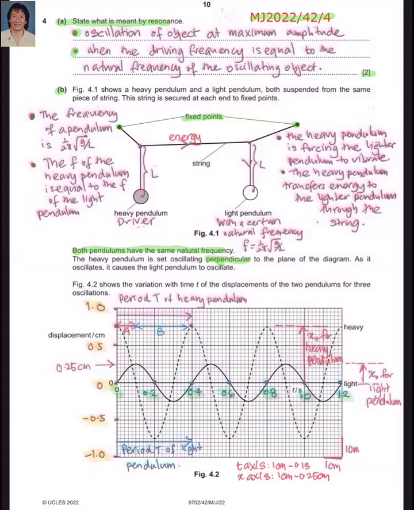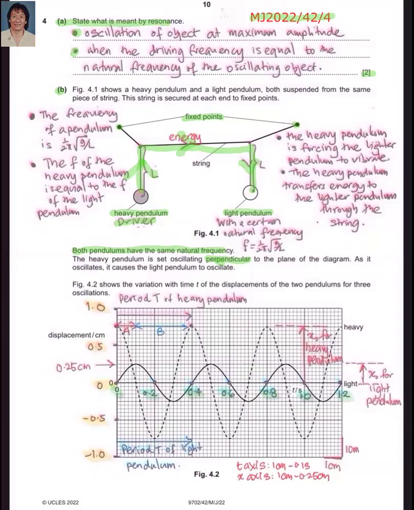In this part, figure 4.1, the heavy pendulum is acting as a driver, and the light pendulum is acting as the vibrating or oscillating object. The heavy pendulum is forcing the light pendulum to oscillate by transferring energy to it through the string. This is how the energy gets transferred.